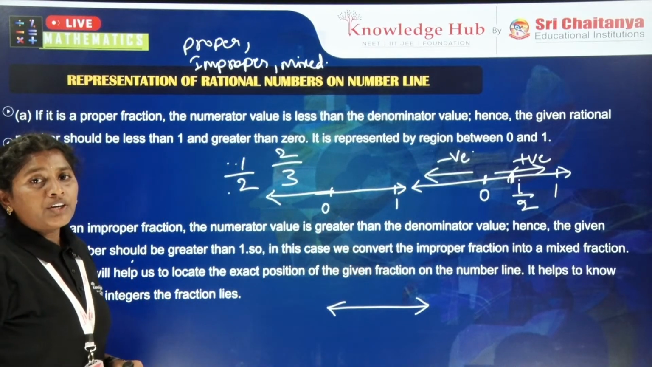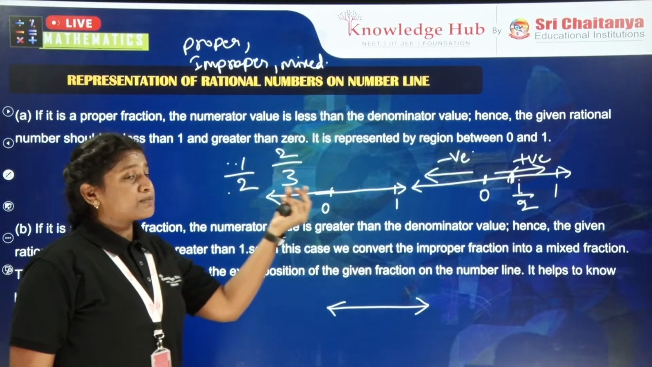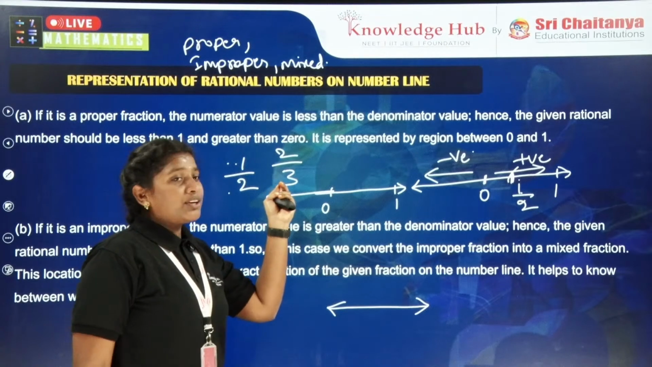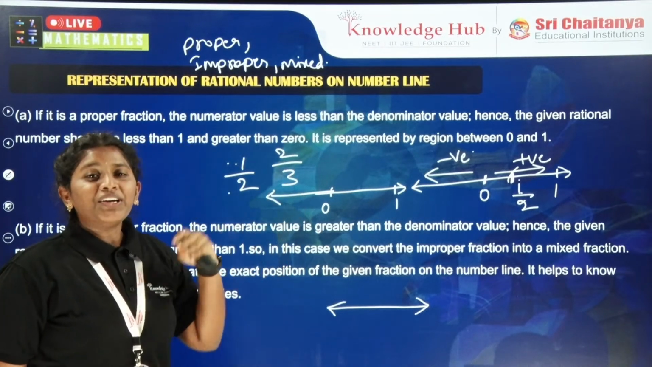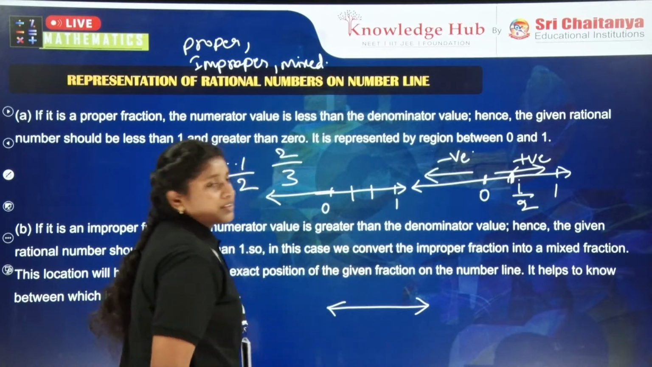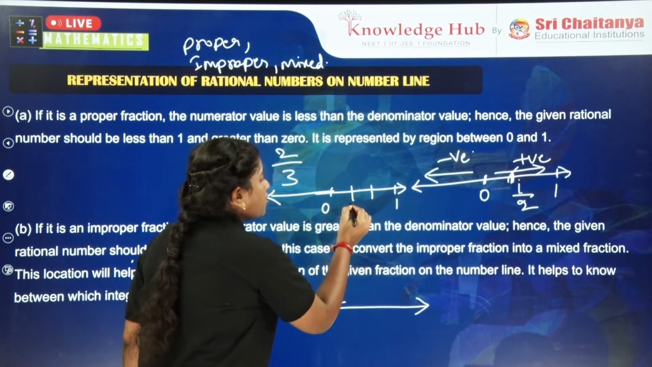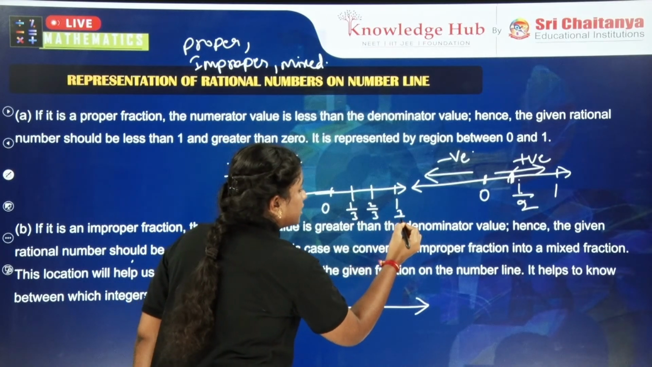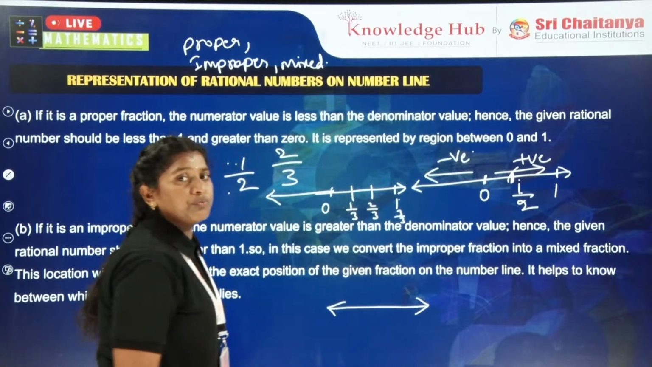So whatever denominator you have, we are going to divide the space between 0 and 1 into that many parts. Here it is 3, so we divide the space between 0 and 1 into 3 equal parts. Now it becomes 1 by 3, 2 by 3, and 3 by 3, and on cancellation you will get 1.